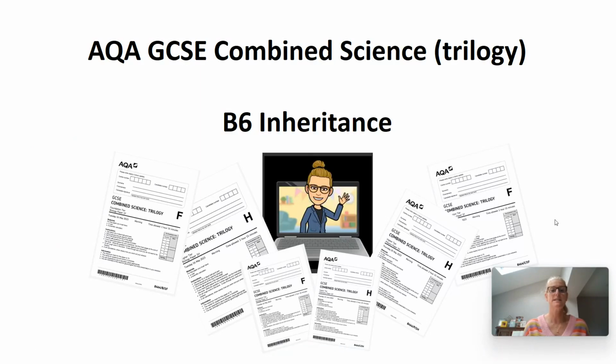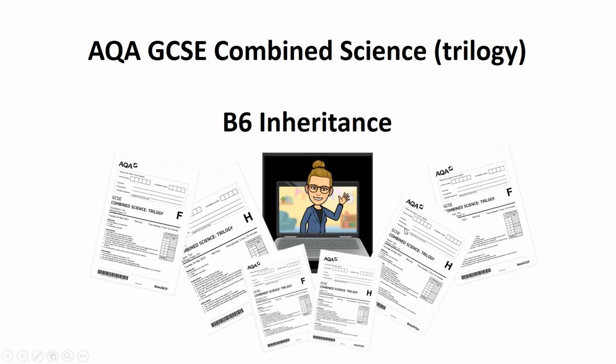We're going to talk about B6 inheritance today. That forms part of your paper 2 for the AQA GCSE Combined Science Specification. That is if you're doing the trilogy. If you're doing triple science, you'll need to go and explore the extra content, but this is also on there as well. So let's get started and have a look at what this topic's about.